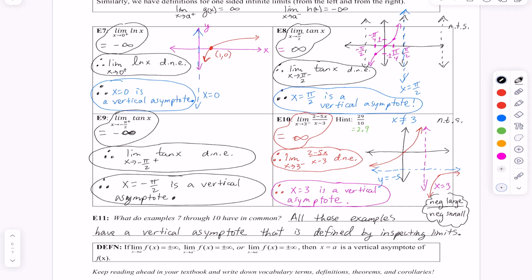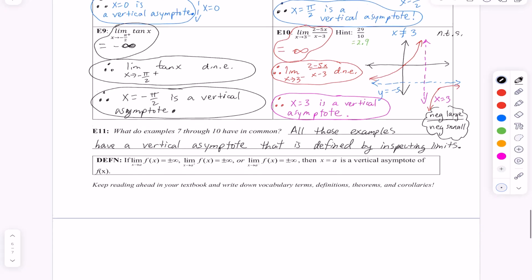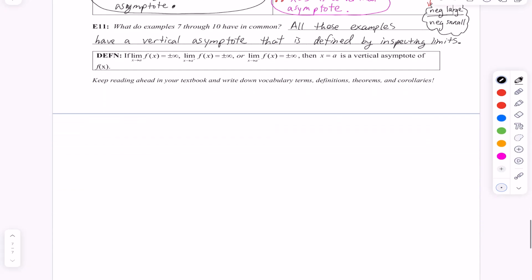Now the more formal definition is right there. So go ahead and rewrite that on your own, be able to read it, understand it, and of course use it in your graphical approach of looking at limits. So if the limit as x approaches a from the left or from the right or from both sides, and it approaches infinity or negative infinity, then we define x equals a to be the vertical asymptote of the function.